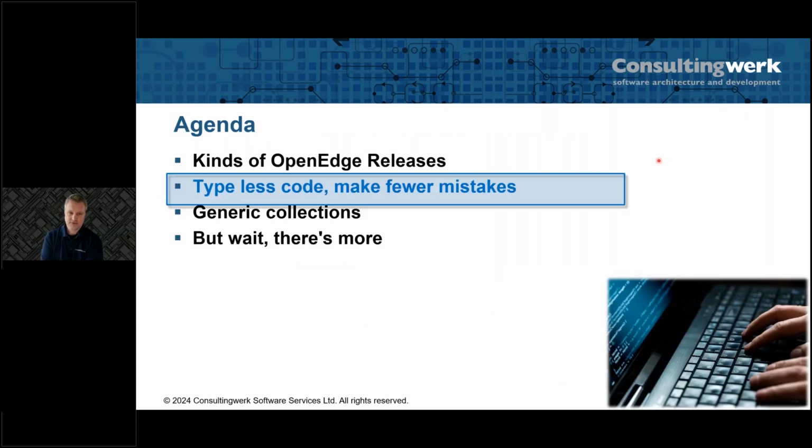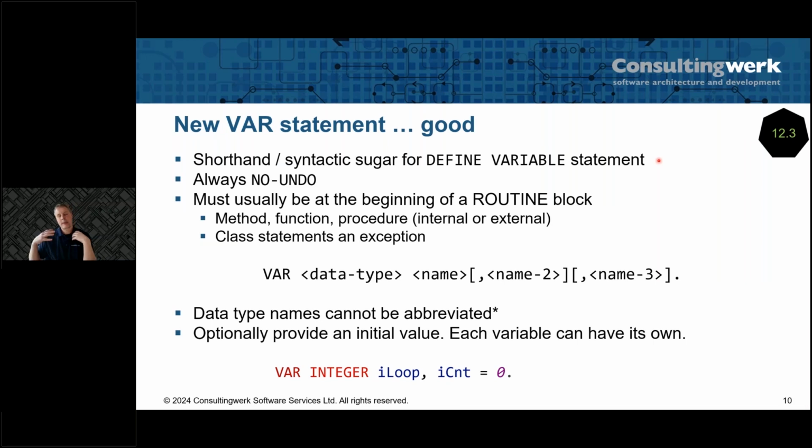All right, so type less code, make fewer mistakes. There's a bunch of stuff that's been added in that is really, in a sense, syntactic sugar, or shorthand, starting with the var statement. I've got a little pointer up here that says the release in which it was released. And I should have said this a sec ago, I'm going to talk about not just ABL that's released in 12.8, but ABL features that have been released since the last LTS. So we're going to touch on stuff from 12.3 all the way through to 12.8 in terms of ABL that's new.